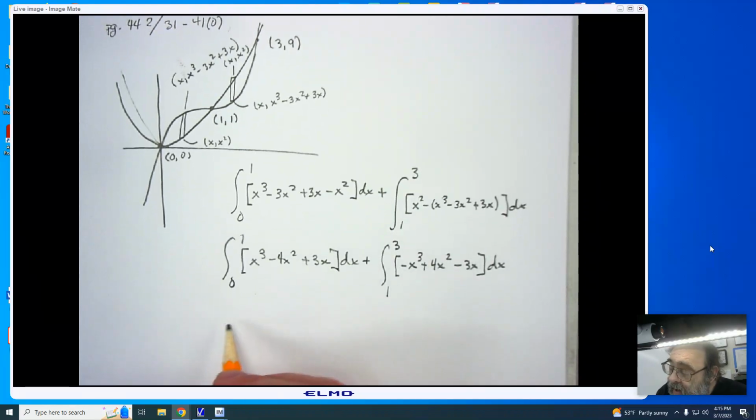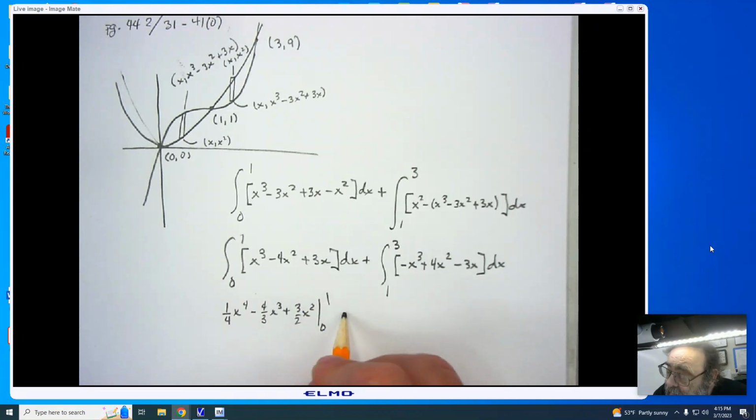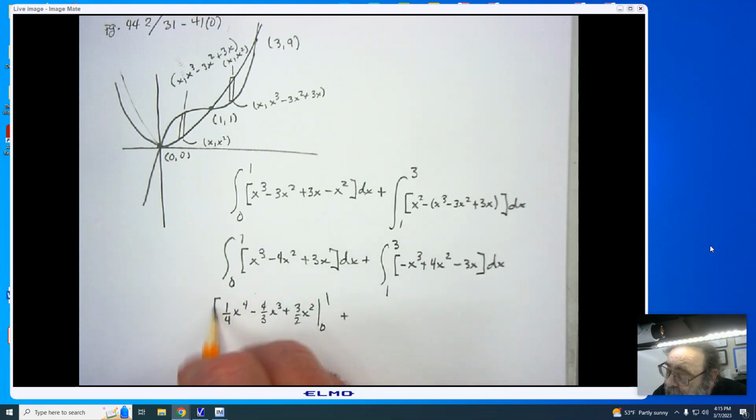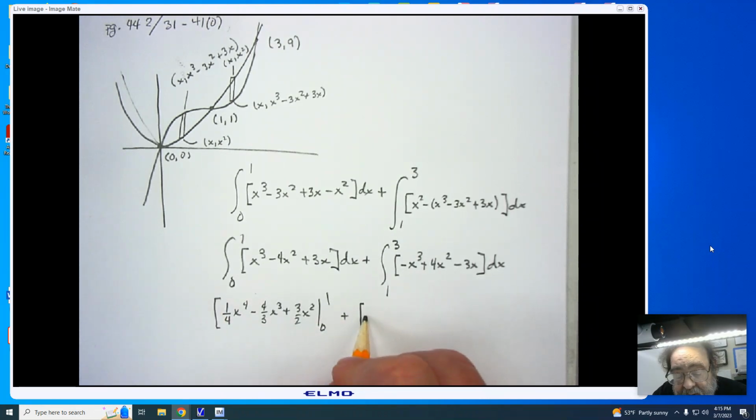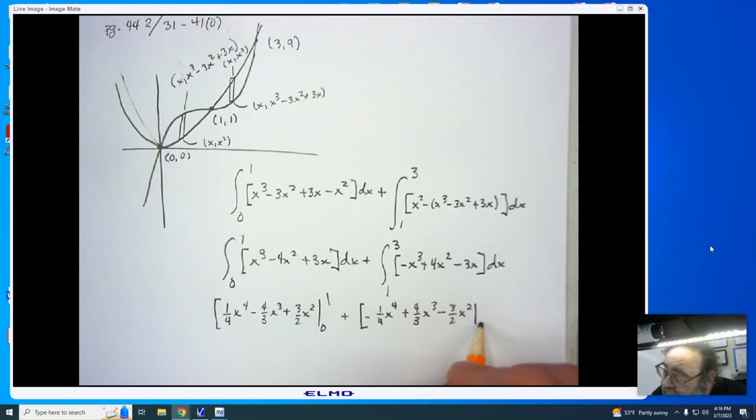And now we're going to integrate. So we are looking at 1/4 x to the 4th minus 4/3 x cubed plus 3/2 x squared from 0 to 1 plus, this is now the opposite, so I now have a negative 1/4 x to the 4th plus 4/3 x cubed minus 3/2 x squared, and this is from 1 to 3.